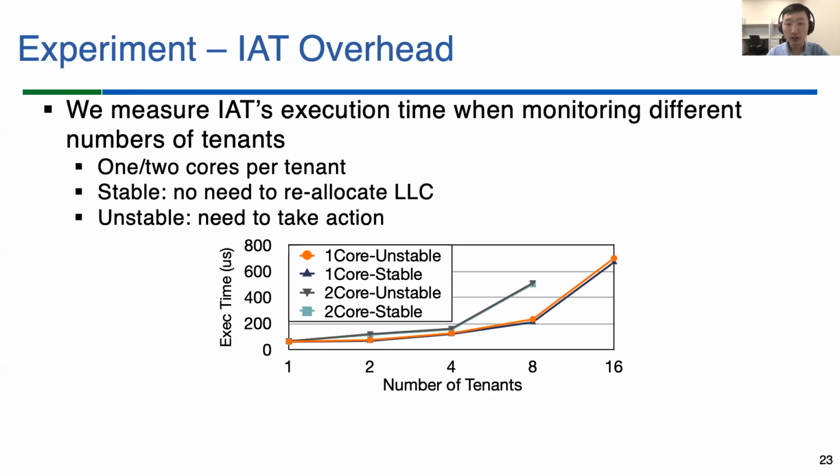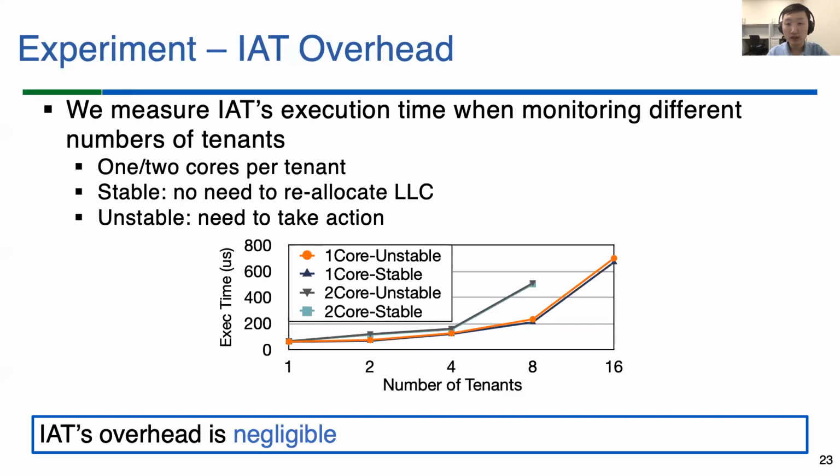From the result, we can find that the execution time increases roughly linearly with the number of cores, and the monitoring part is the major overhead. Having said that, the total execution time of a single iteration doesn't exceed 800 microseconds, which is negligible considering its sleep interval.